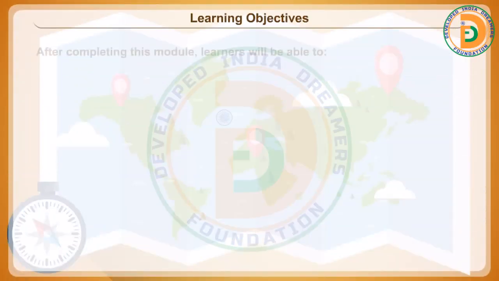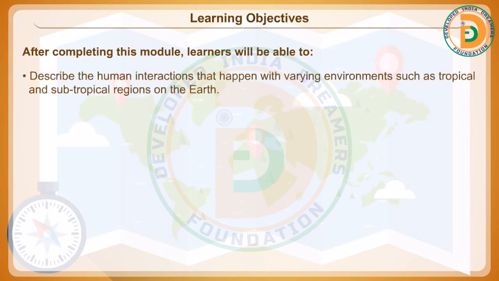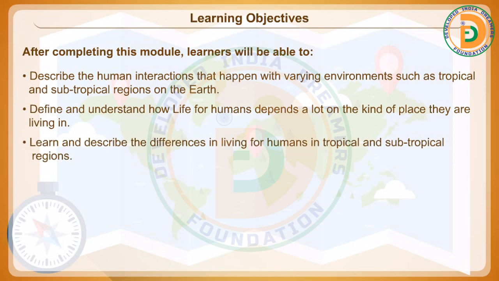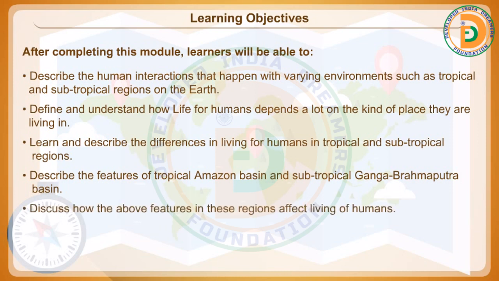Learning objectives. After completing this module, learners will be able to describe the human interactions that happen with varying environments such as tropical and subtropical regions on the Earth. Define and understand how life for humans depends a lot on the kind of place they are living in. Learn and describe the differences in living for humans in tropical and subtropical regions. Describe the features of tropical Amazon basin and subtropical Ganga-Brahmaputra basin. Discuss how the above features in these regions affect living of humans.